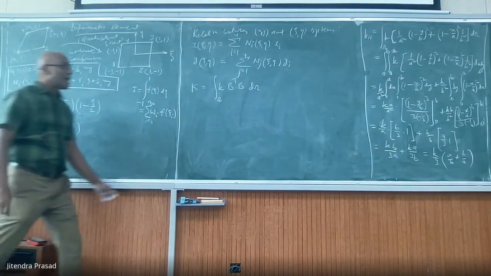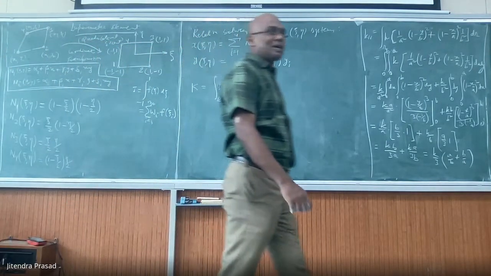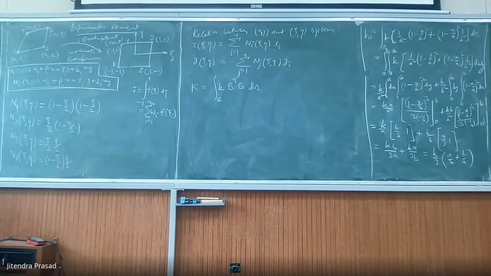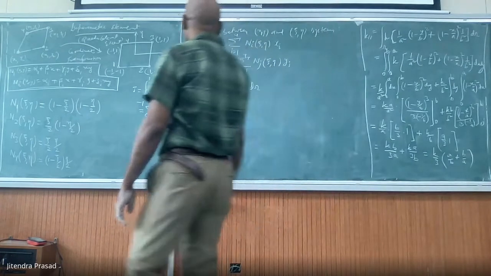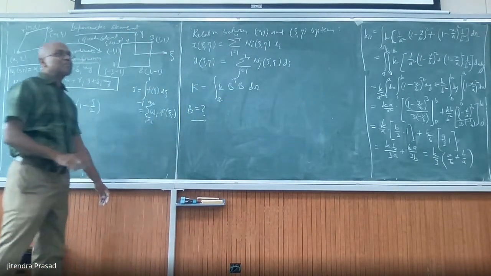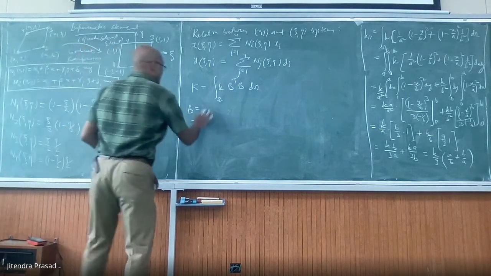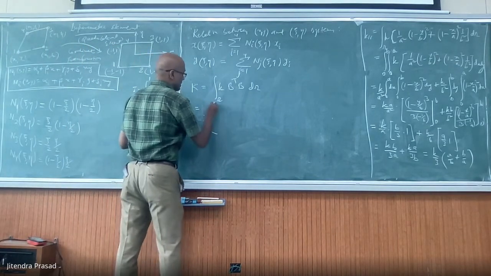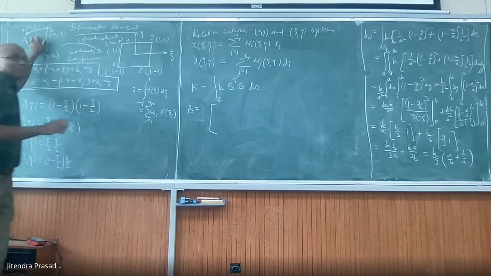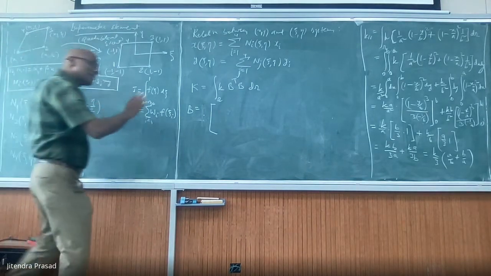Only thing is, now for this system, what is the value of B? Once we know B, we can find out the rest. So now the next task is finding out the value of B. So what is B? If you find out B, the rest is easy. Now B, as you know, this is also 4-noded. The earlier element was also 4-noded.